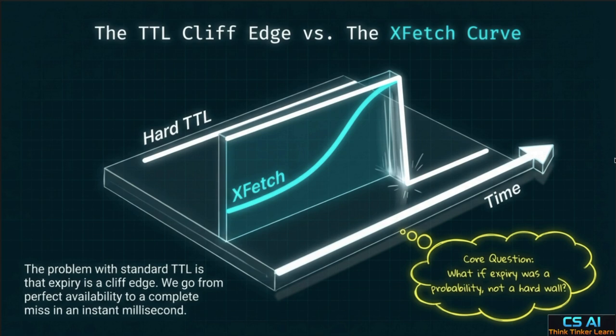The problem with standard TTL is that it's a cliff edge. You go from perfect availability to a complete miss in an instant. Instead, we need to ask a core question: what if expiry was a probability, not a hard wall? This leads us to the XFetch curve, which smooths out the expiration cliff significantly.